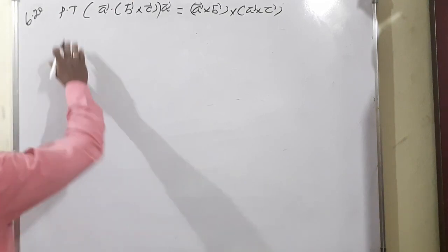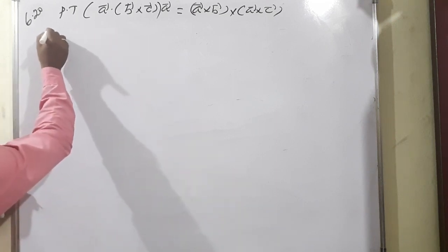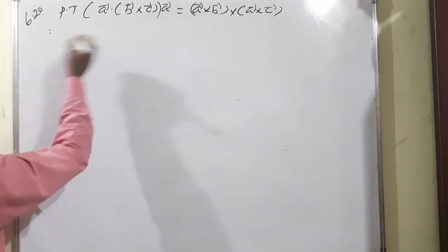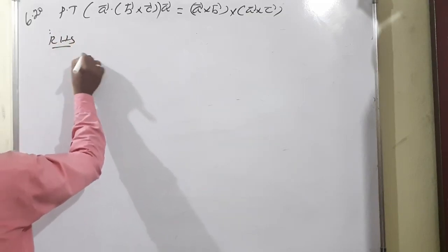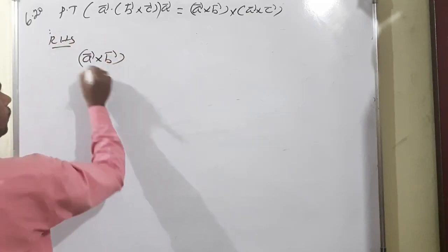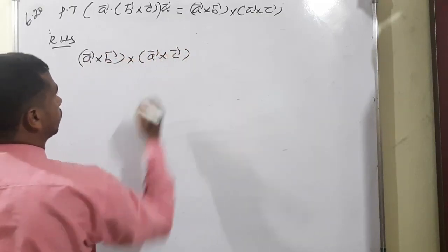6.20 Example. Prove that question. This is also one of the important ones. Okay, so I will consider the RHS term. Right hand side, what is the term there? RHS: (A vector cross B vector) cross (A vector cross C vector).